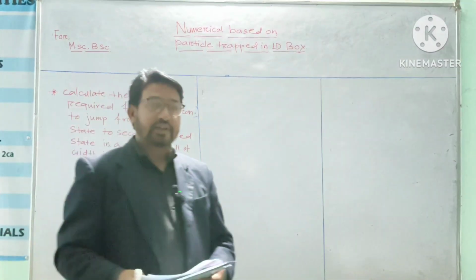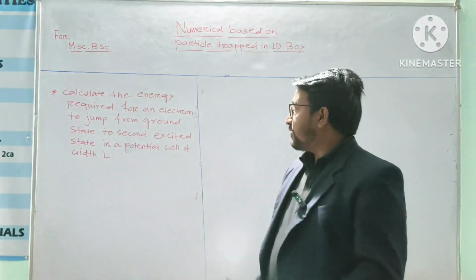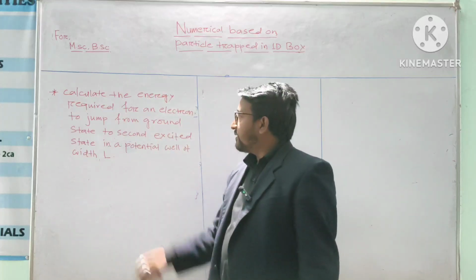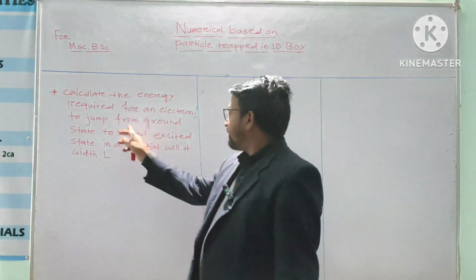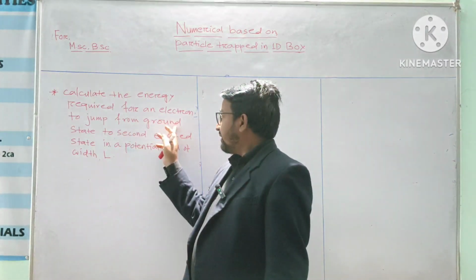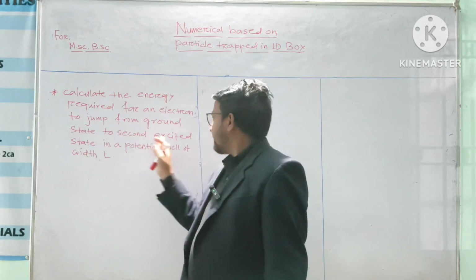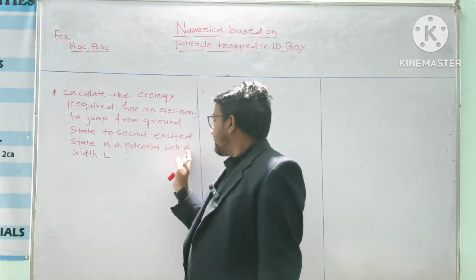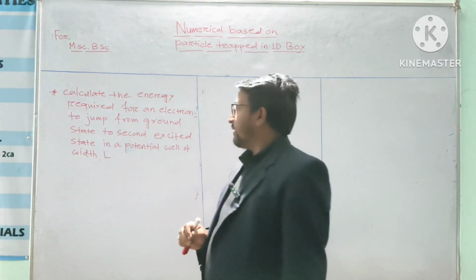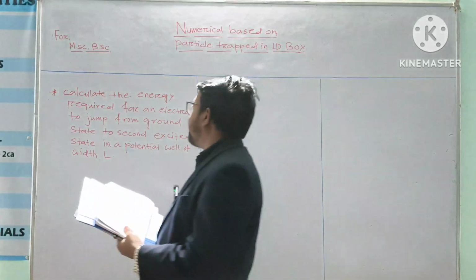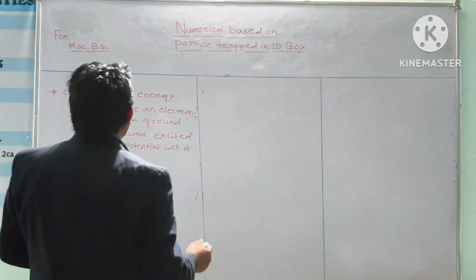Okay, our next numerical problem is this. The statement of this problem: calculate the energy required for an electron to jump from ground state to second excited state in a potential well of width L. Okay, so the given information of this question, solution.